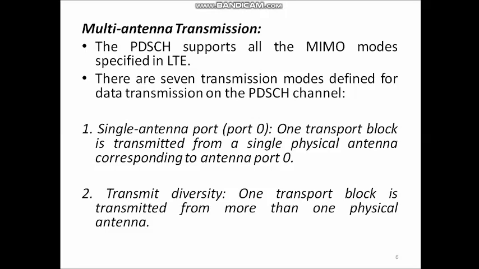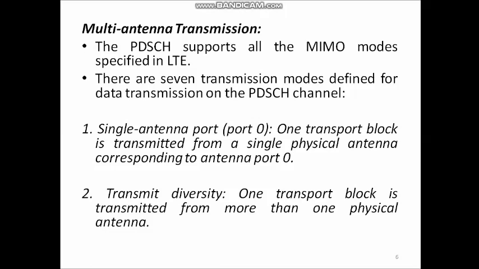So, first type is single antenna port 0. Here one transport block is transmitted from a single physical antenna corresponding to antenna port 0. So, this is a SISO, single input single output mode. So, one transport block is transmitted from a single physical antenna, and here antenna port 0 is used.